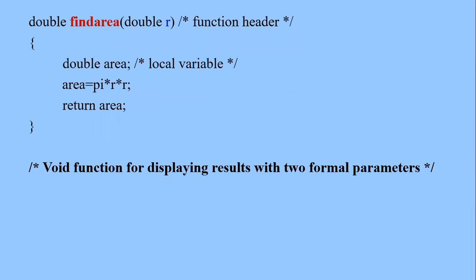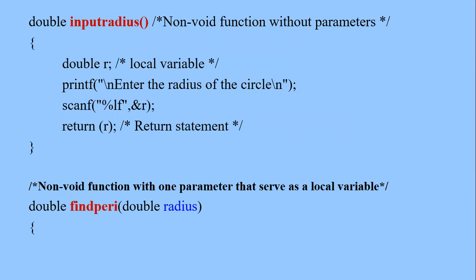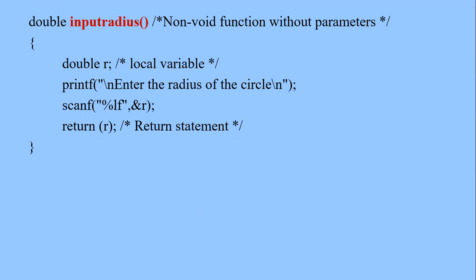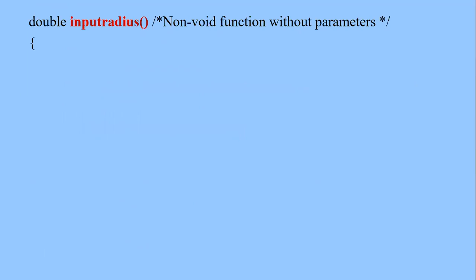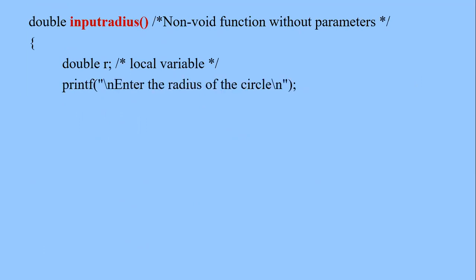So let's go to input radius. Once that statement is encountered, the processor will look for the function called input radius. So here it is. It is not receiving anything from the calling function, but it has a local variable declared called R. Then it will request the user to enter the radius. This statement will follow: "Enter the radius of the circle." You enter a value, and that value will be stored in the local variable called R.